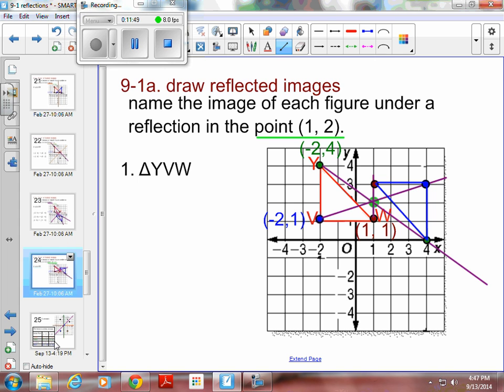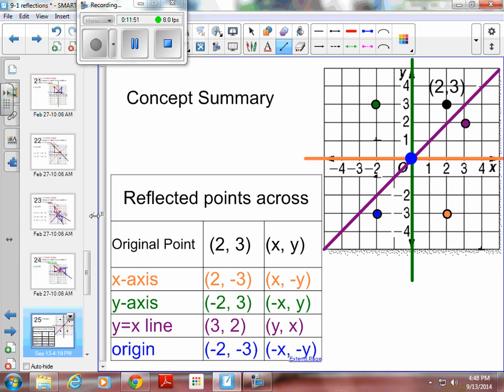So here is a chart if you're one of those ones that likes to memorize the patterns and what the formulas are. Your point (x, y) across the x-axis becomes (x, -y). Your point (x, y) across the y-axis becomes (-x, y). Your point (x, y) across the y equals x line becomes (y, x). And your point (x, y) across the origin becomes (-x, -y).